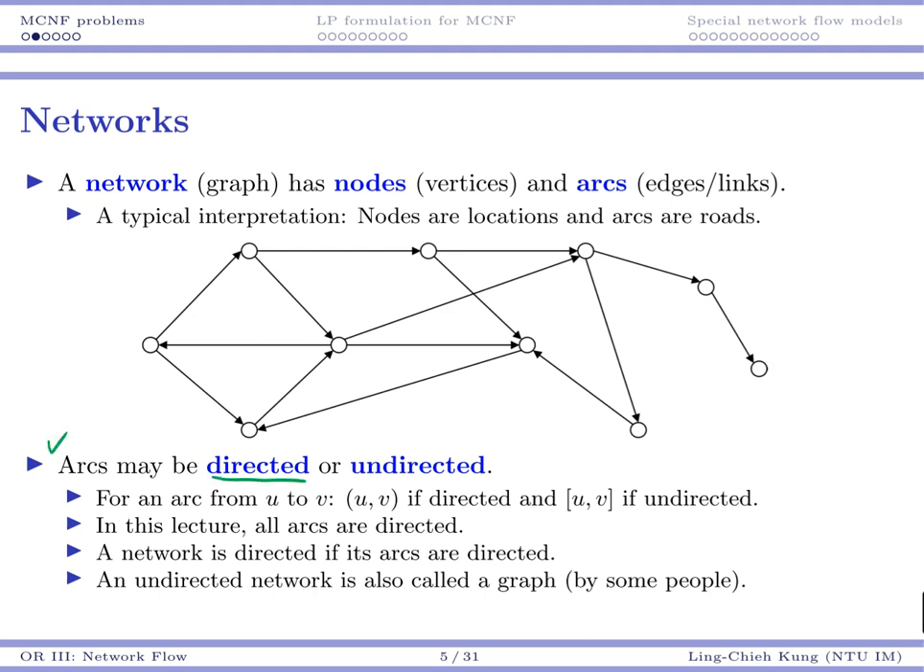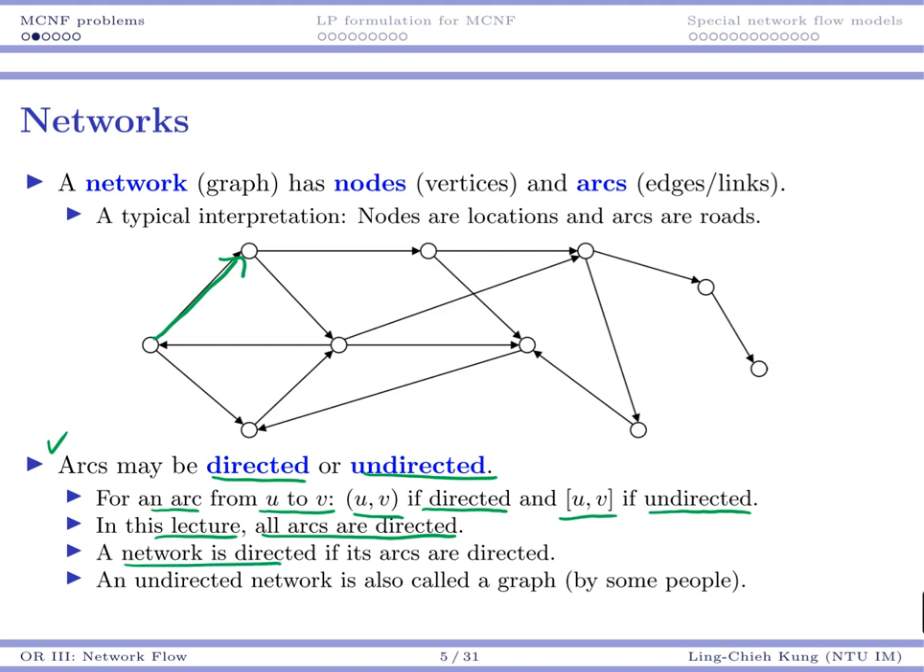So arcs may be directed or undirected. When we say there is an arc from U to V, if we include UV in a pair of parentheses, this means this is a directed arc. If we instead use a pair of square brackets, then this is undirected. For this lecture, all the arcs are directed. That means moving from A to B and moving from B to A is different. Maybe A to B is possible, but B to A is not. Maybe both are possible, but they have different costs, different capacities, different routing times. So arcs from A to B and B to A are different.